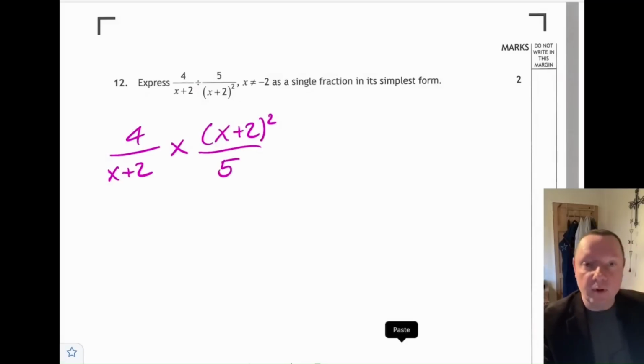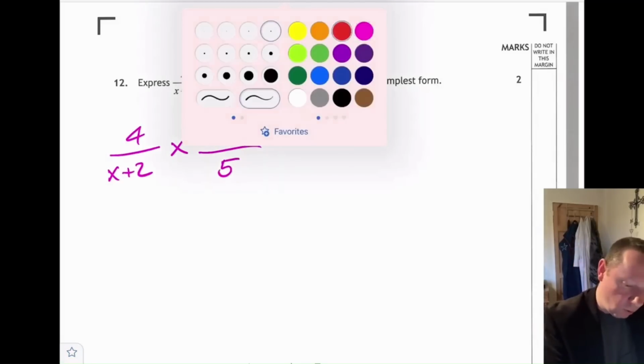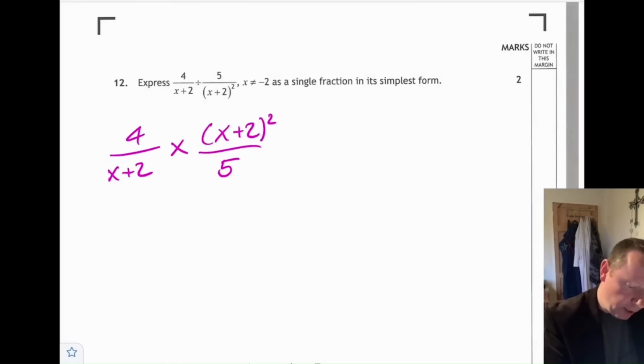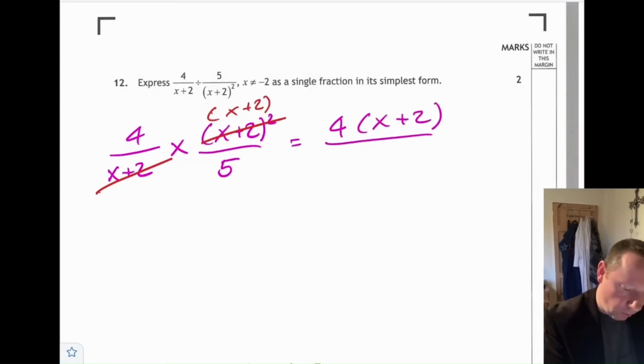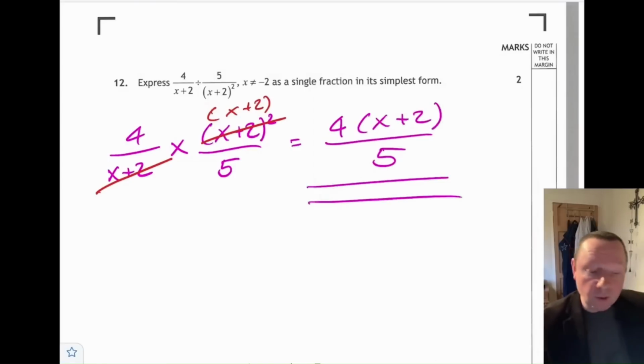And now we can simplify as normal. So we've got x plus 2 and x plus 2 on top and bottom, so I can take one of them away, and that just leaves x plus 2. And then we can answer the question. You've got 4 times x plus 2 over 5. And we're done. No need to expand the bracket because it's already simplified. It doesn't make it any simpler.